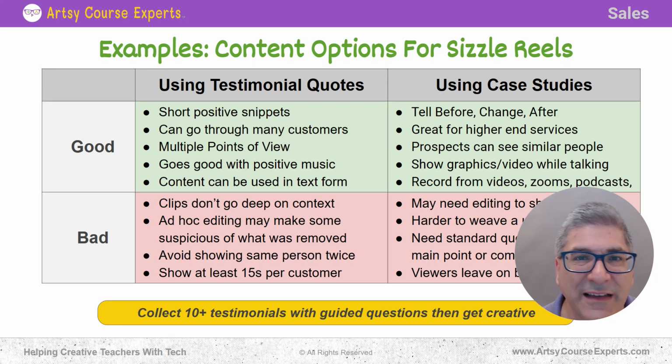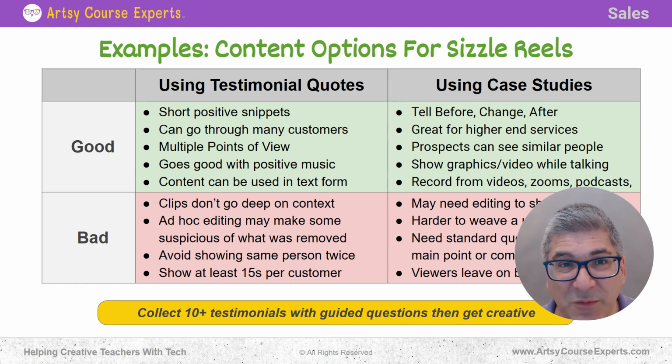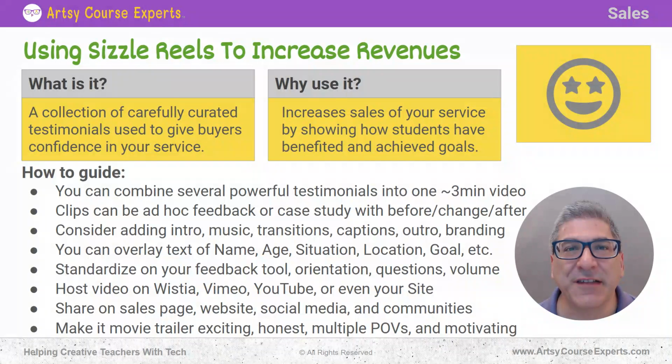So if you want to level up, collect about 10 or more testimonials, use guided questions, and then get creative. Your first sizzle reel may be just a bunch of quotes. Later on, as you improve your process and maybe you've started to develop case studies, you can go ahead and assemble those as well. Let's summarize.